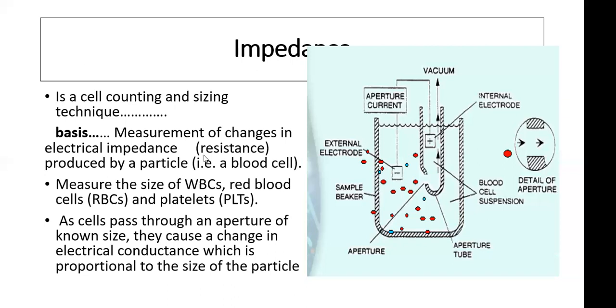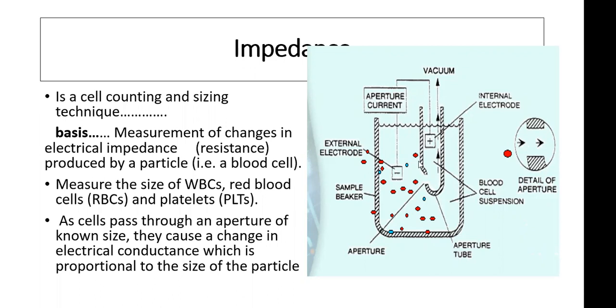So the basis of this measurement is that a change in the electrical impedance or resistance is produced whenever a particle, that is the blood cell, passes through the aperture. So this measures the size of WBC, RBC and platelets, as well as the number. As the cells pass through an aperture of known size, they cause a change in electrical conductance, which is proportional to the size of the particle. So if 1, 2, 3 cells are passing through, the machine will produce 3 pulses. And if the 3 cells are of similar size, let us say RBCs, these pulses will be of the same height. So they will combine together to form a cluster, or we call it a histogram.